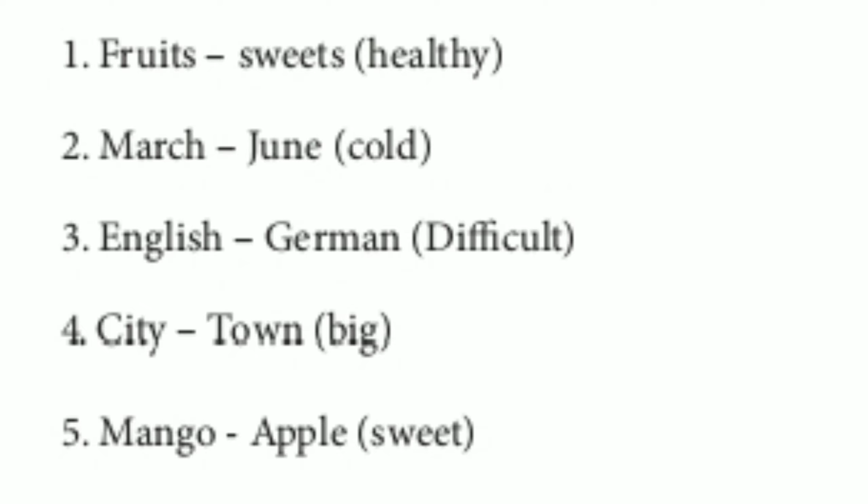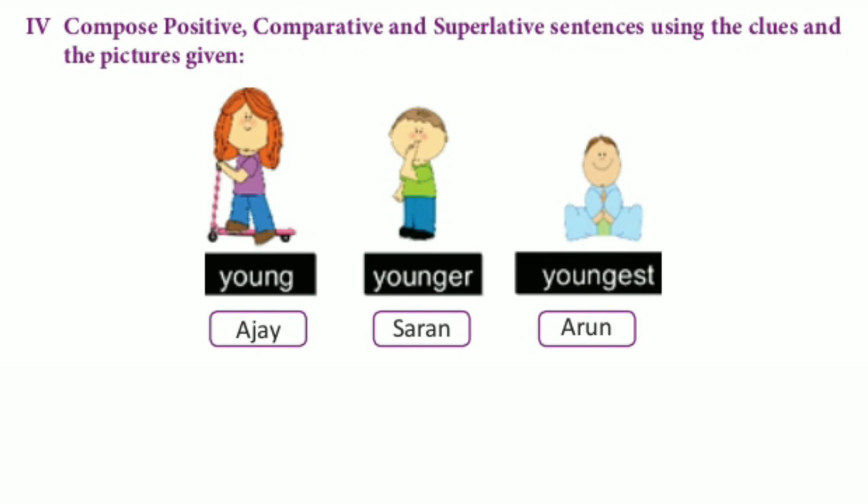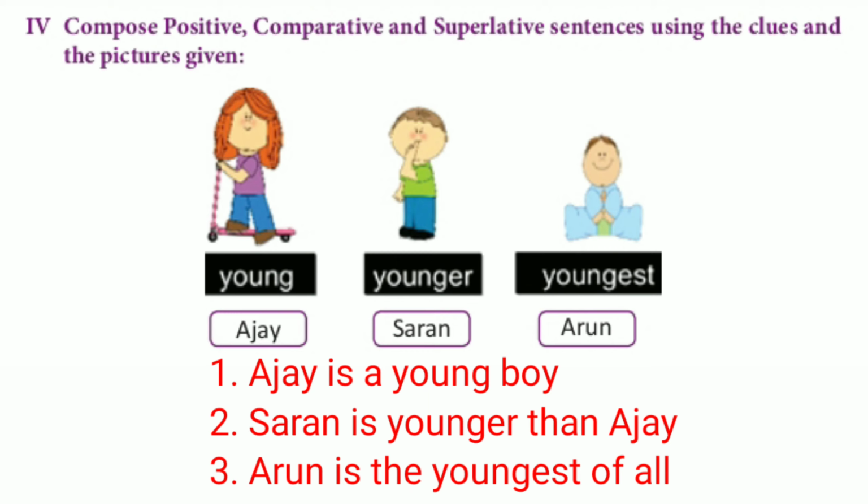Okay. Fourth Roman number, children, compose positive, comparative and superlative sentences using the clues in the picture. For example, you have the picture over here, Ajay, Saran and Arun. Ajay is young, Saran is younger, Arun is youngest. So Ajay is a young boy.